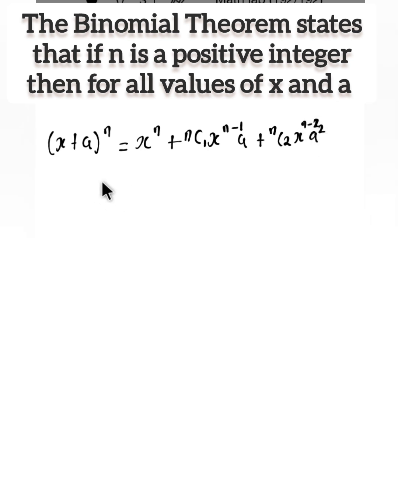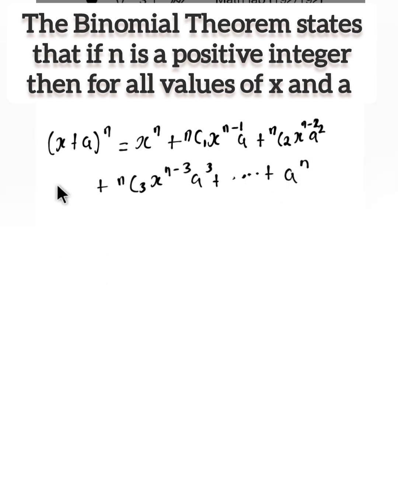Binomial theorem. The binomial theorem states that if n is a positive integer, then for all values of x and a, we have that (x + a)^n is equal to x^n plus n combination 1, x^(n-1) a, plus n combination 2, x^(n-2) a squared, plus n combination 3, x^(n-3) a cubed, plus, keep on going, to a^n.